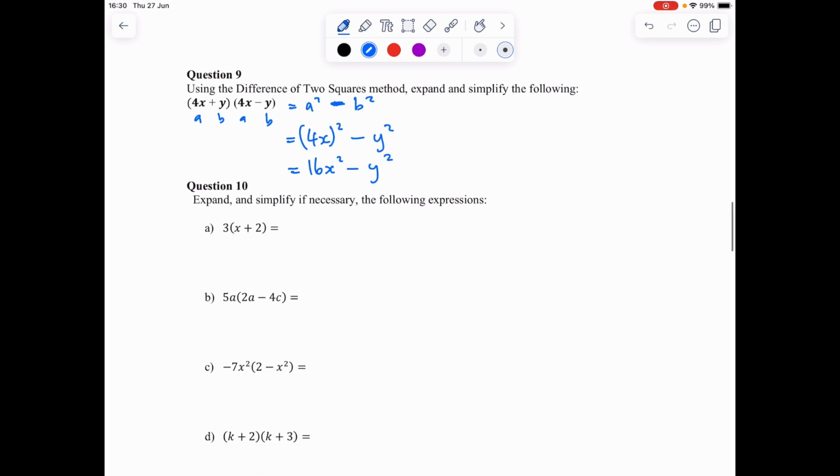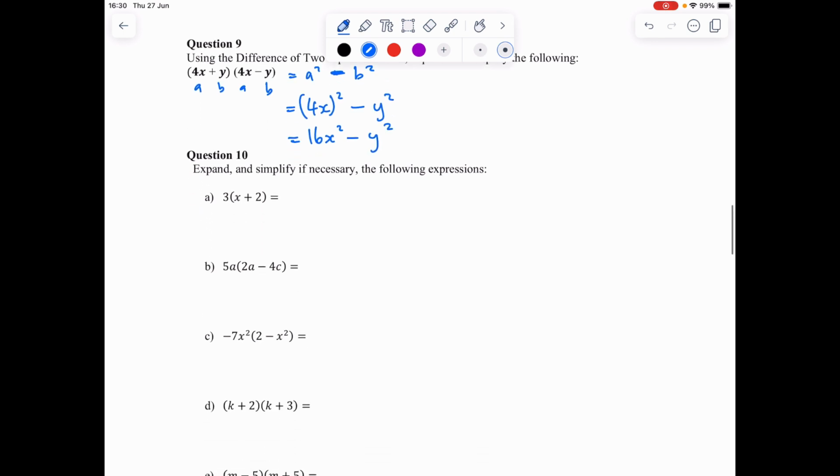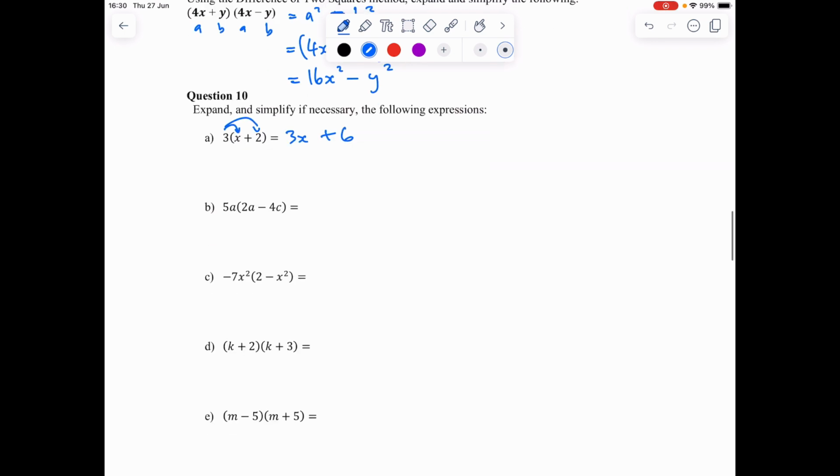Expand and simplify if necessary the following expressions. Distributive law. 3 times x is 3x. 3 times 2 is 6. Distributive law again. 5a times 2a, 10a squared. 5a times negative 4c, negative 20ac.